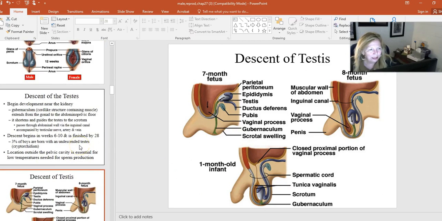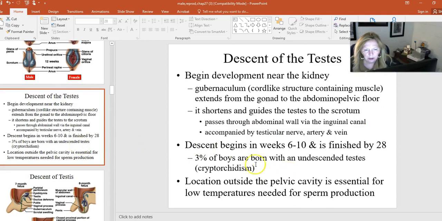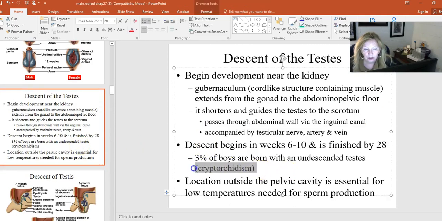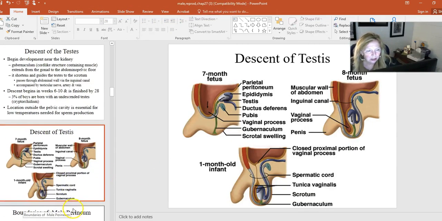I did want to tell you, I don't know if I mentioned the word or pronounced it for you, but it's called cryptorchidism. It is the term used for undescended testes. So cryptorchidism is the term that is actually used.